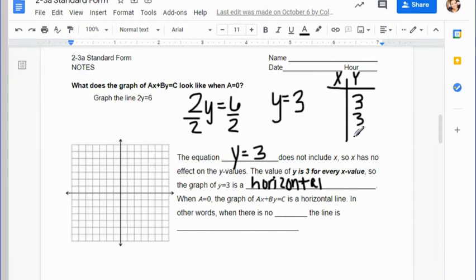You can put 2 points. You can put 3 points. It doesn't matter. I just put 2. Then I get to choose whatever number I want for x. As long as it's going to fit on your graph, you can put it down for x. So I'm going to use easy ones, just 1 and 2.